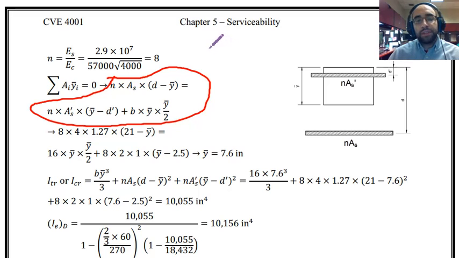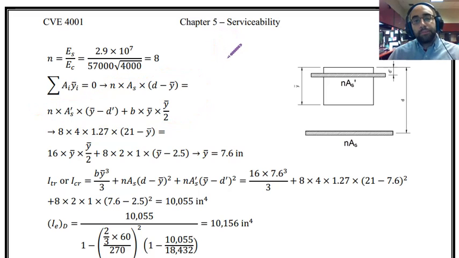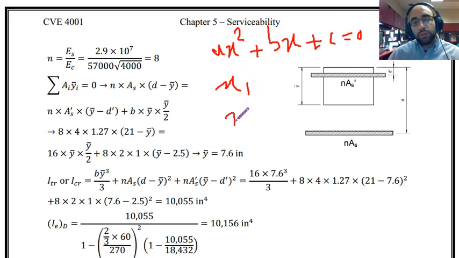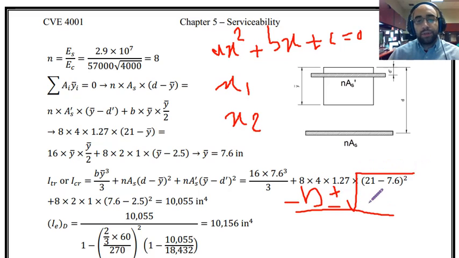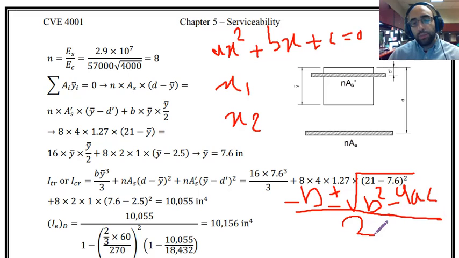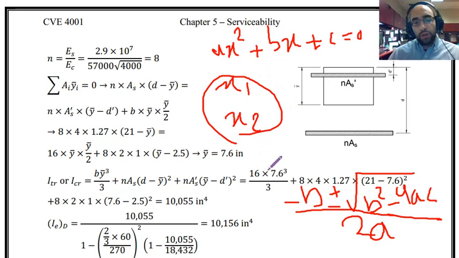As you remember, we said if we have an equation like this, ax squared plus bx plus c equal to 0, x1 and x2 can be calculated based on the equation that we had, and that was, I believe, minus b plus or minus the square root of b squared minus 4ac, divided by 2a. Whether it is plus or minus, we can get one of these roots.